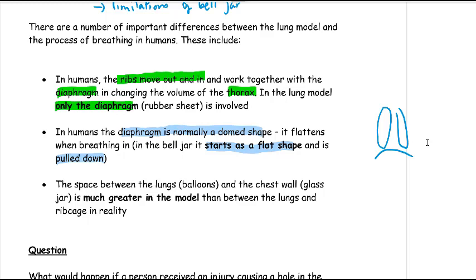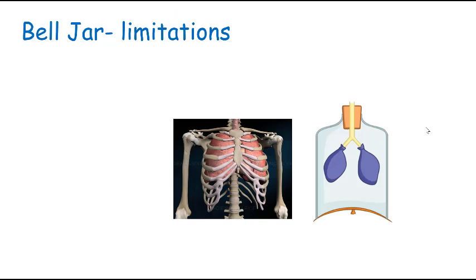The final point then is the space between the lungs and the chest wall is much greater in the model than between the lungs and the rib cage in reality, which is what this shows. So here you can see that the lungs almost fill up this part of the rib cage, whereas here you can see these little balloons barely take up any space in the bell jar.